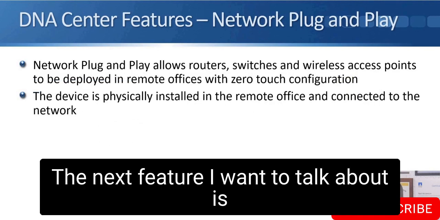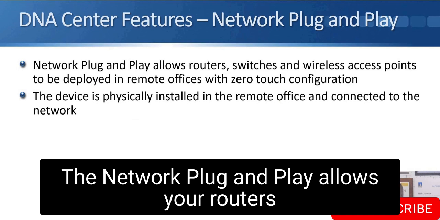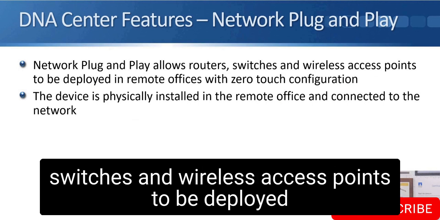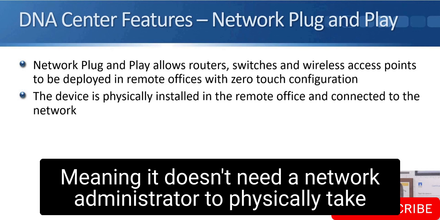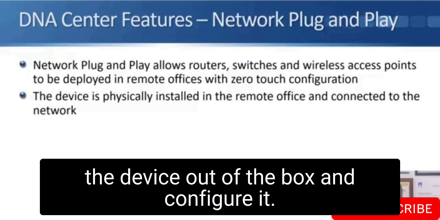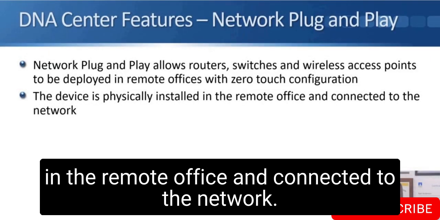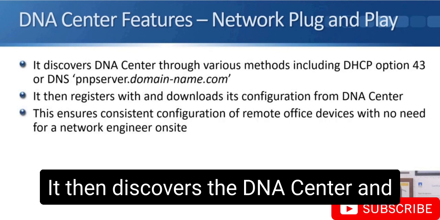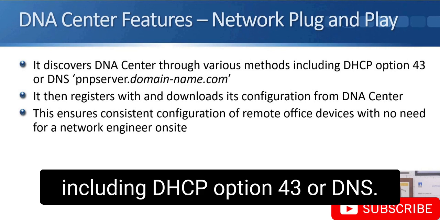The next feature I want to talk about is network plug and play, which I mentioned earlier. So network plug and play allows your routers, switches, and wireless access points to be deployed in remote offices with zero-touch configuration, meaning it doesn't need a network administrator to physically take the device out of the box and configure it. The way it works is the device is physically installed in the remote office and connected to the network. It then discovers the DNA center, and various methods are available to do this, including DHCP option 43 or DNS.